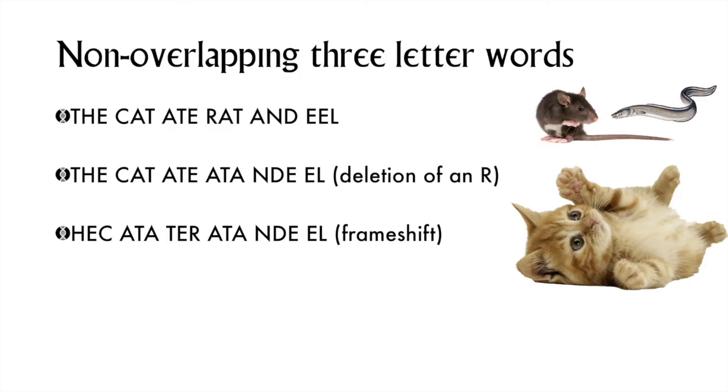The cat ate ata, nde. Or if we remove one letter at the beginning, all sense is lost. The sentence is fatally flawed with no sensible words. All I did was remove the first letter and everything falls apart. Hek ata, ter ata. This can also happen with messenger RNAs, although, as I just showed you, all 3-letter combinations have meaning, but the resulting code may give you a garbage protein.